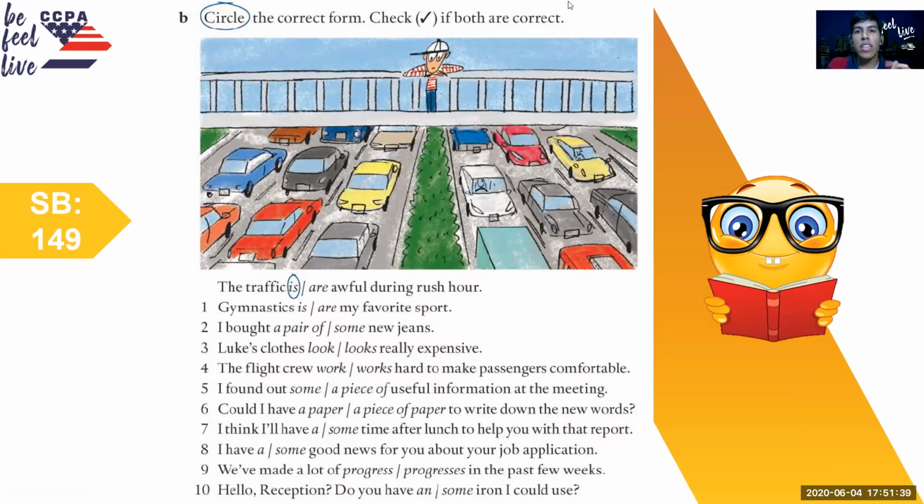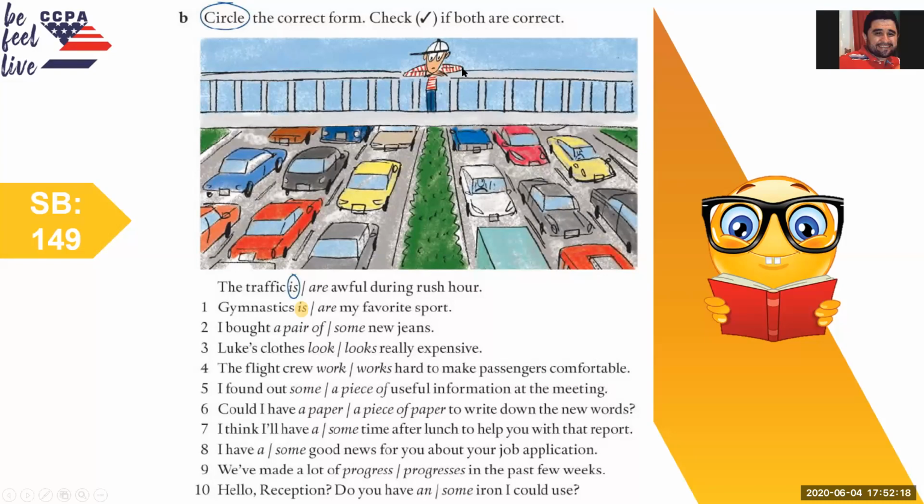Perfect. Now we are gonna do this, asking for volunteers. Okay, so number one, any brave student to do number one? Gymnastics. Let's see. Macarena, perfect. Can you hear me, teacher? Yes. Gymnastics is my favorite sport. Perfect, Macarena. Great job. Can you select a victim now?